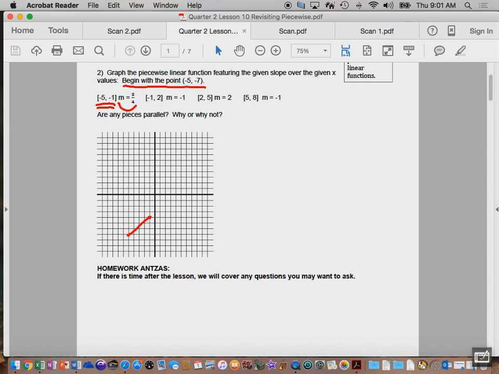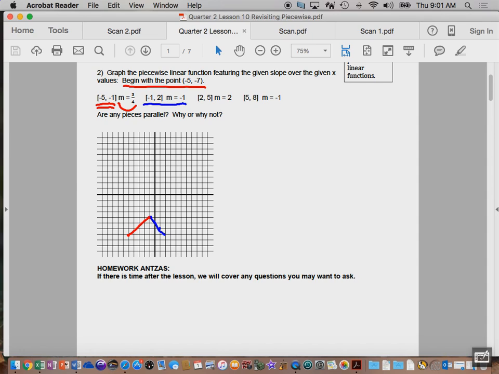Next. What does my slope become for the next part? Guys, what is the new slope? -1. Where do I stop applying that slope? When x hits 2. So down 1 over 1, down 1 over 1, down 1 over 1. This is where x is 2. Stop my slope. So this is the blue section.